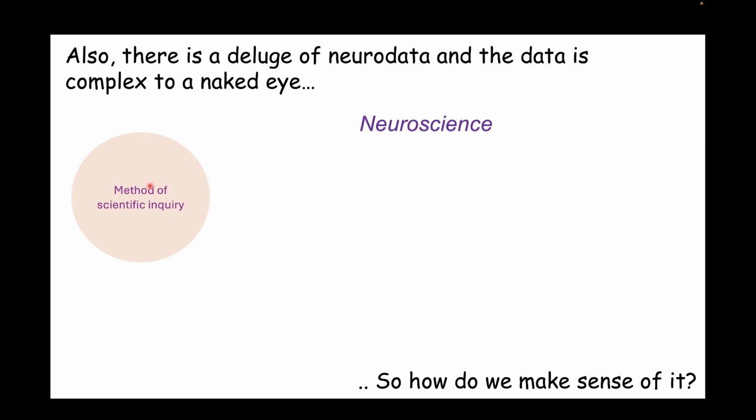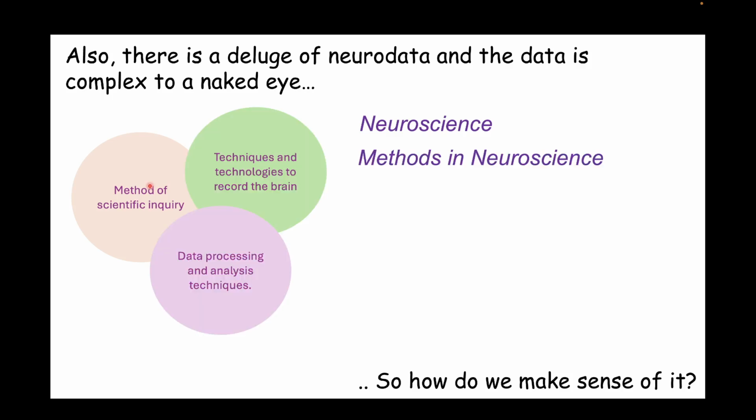And we can't just test by making a hypothesis. We need some way to do experiments and record the brain activities. That is where techniques and technologies to record the brain come in, and data processing and analysis techniques. That is the part of the course called methods in neuroscience that is going to help you. And then we have neuroinformatics, where recent advances in statistics, signal processing, and AI/ML have enabled us to quickly make sense of all this complex data and make inferences on it. So this is the whole scenario of neuroscience, methods in neuroscience and neuroinformatics.